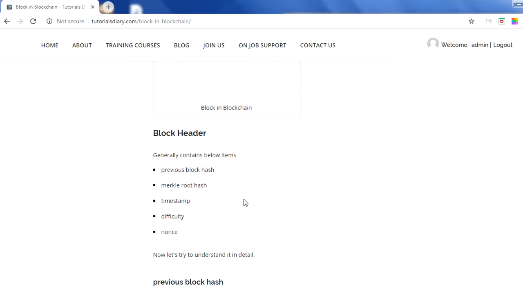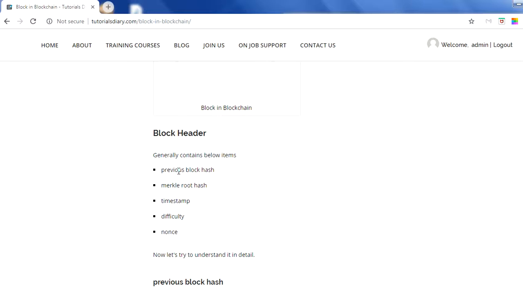When we talk about the previous block hash, as I just mentioned, a blockchain is nothing but a chain of blocks, right? When we say chain, how is the chain being made? Suppose you have three blocks right now, block 1, block 2, block 3. The reference of block 2 will be in block 3, and the reference of block 1 will be in block 2. So this is how the blocks are chained together in a blockchain.